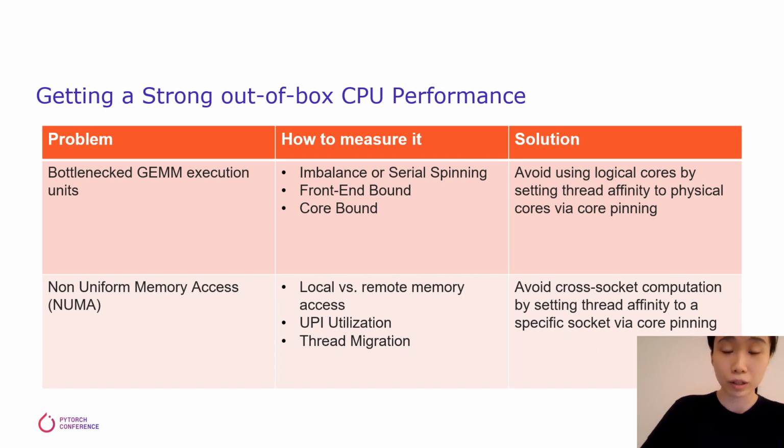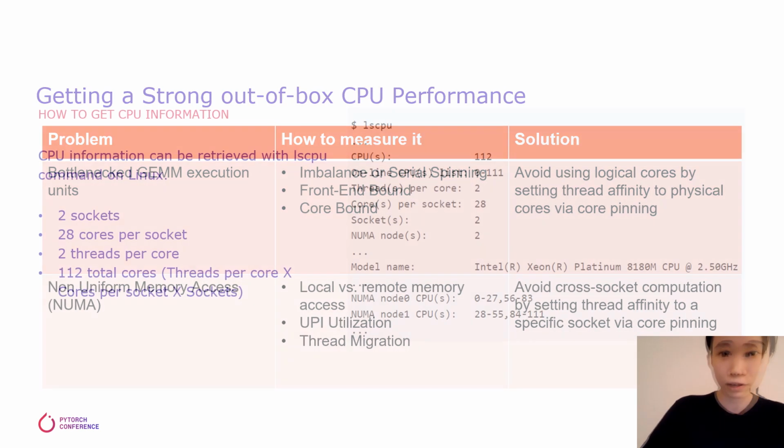Secondly, multi-socket systems have non-uniform memory access, NUMA. If a process is not NUMA aware, slow remote memory is frequently accessed when threads migrate cross-socket. We address this problem by setting thread affinity to a specific socket. Keeping these principles in mind, proper CPU runtime configuration can significantly boost out-of-box performance.